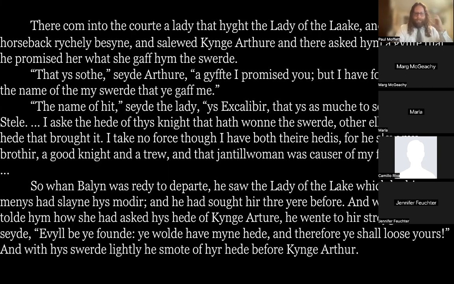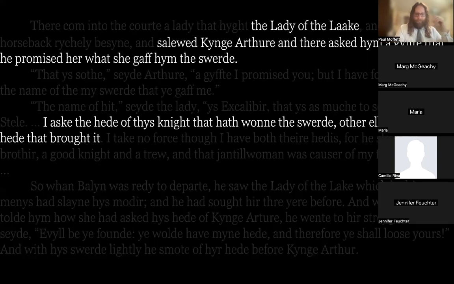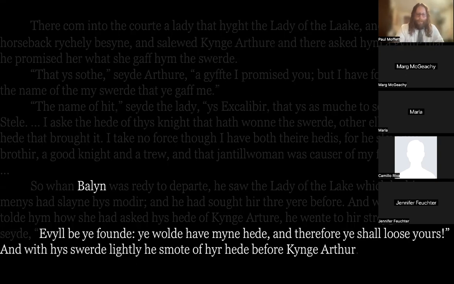And she says, "In exchange for this sword, I did something for you. I want something from you. I want the head of the knight who won the sword, or else the head of the damsel that brought the sword." The knight who drew the sword is Balin.